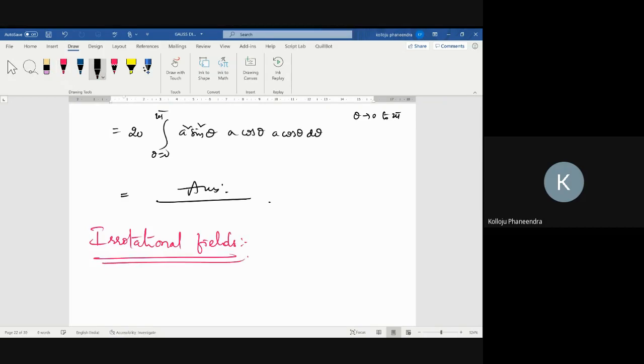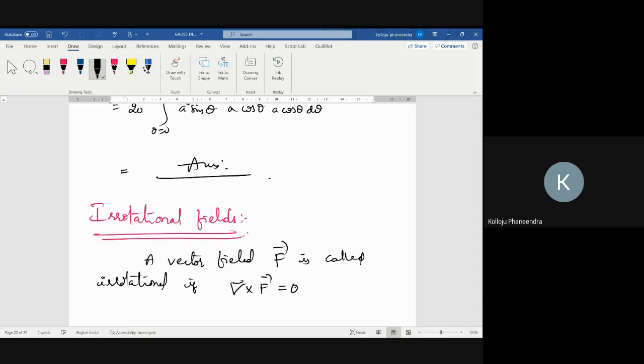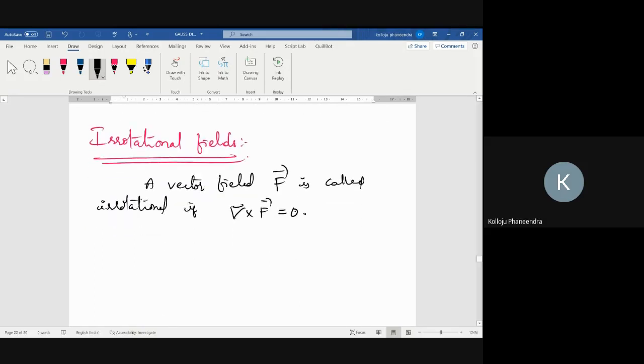Irrotational fields. A vector field or a vector function f bar is called irrotational if del cross f bar, that is curl f bar, equal to 0. Okay, this is the definition.